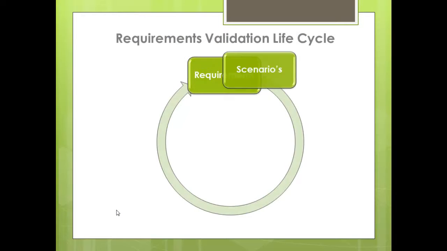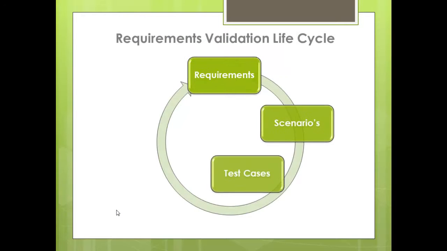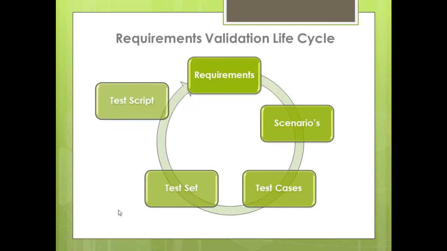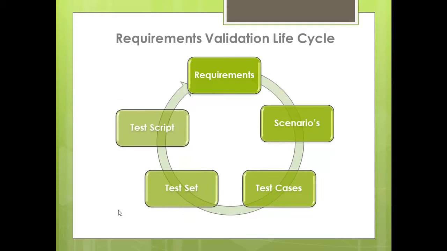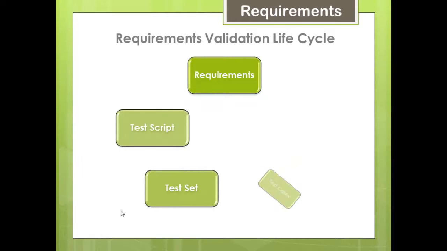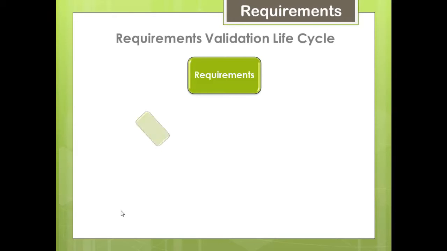Before we can create a test case, we must first understand the requirements validation lifecycle. There's basically 5 components: requirements, scenarios, test cases, test set, and test script. A requirement's created, a test case is generated from that requirement, and that test case is used to validate the requirement. So let's take a look at requirements.